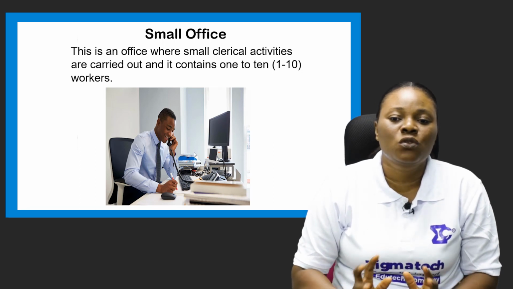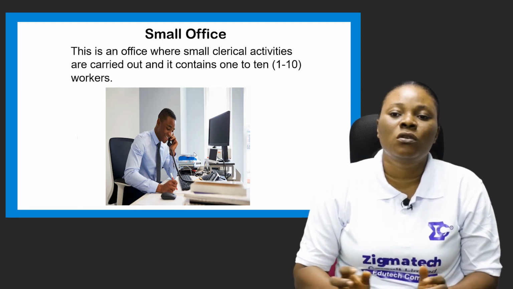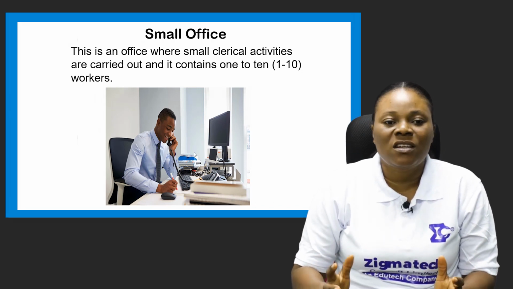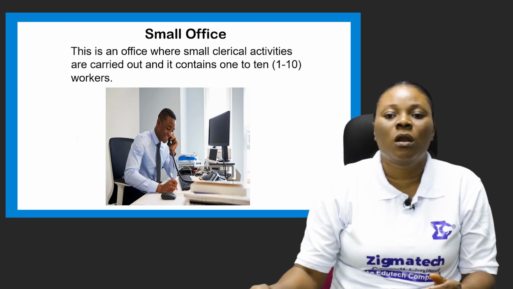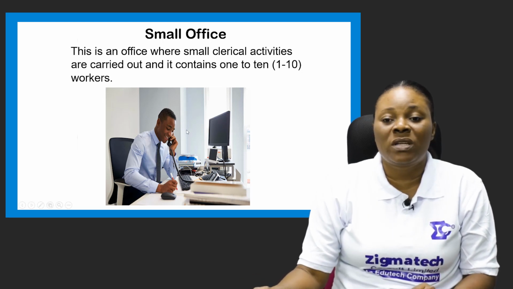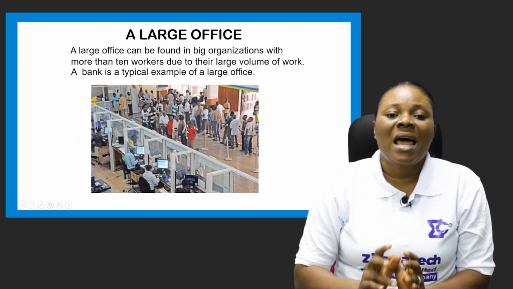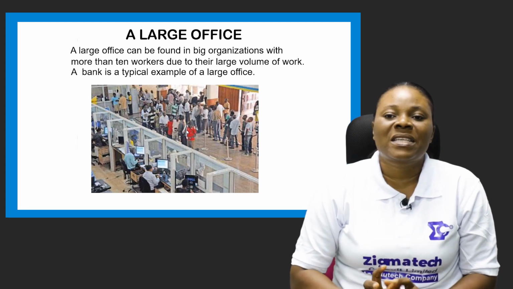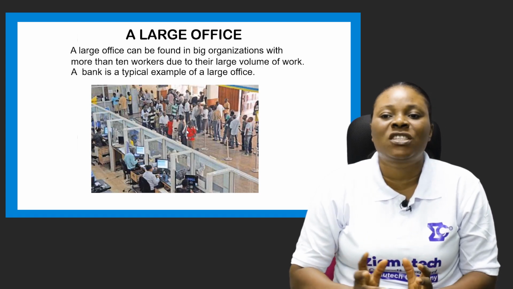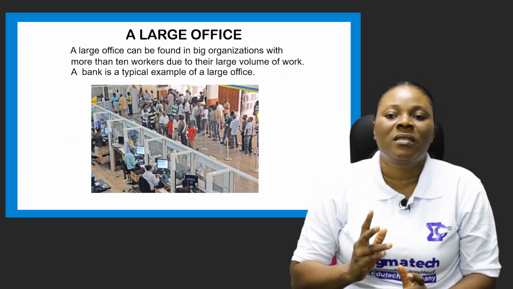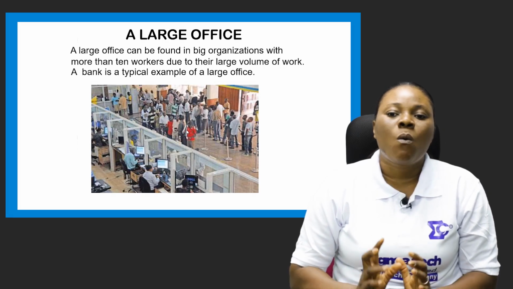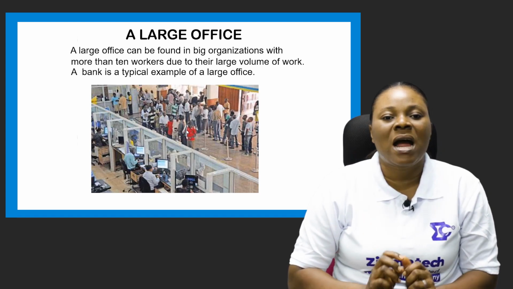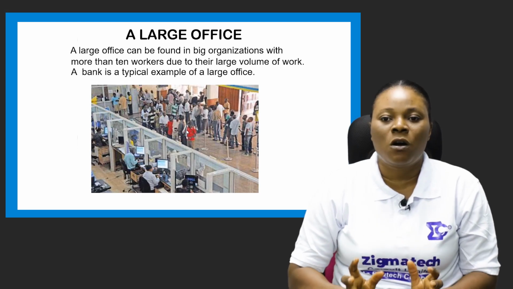And in a small office too, you find little office aids. You don't really see complicated office aids in a small office. So we move to the large office. A large office is more or less the opposite of a small office. This kind of office can be found in big or large organizations with more than 10 workers. And why do they need more than 10 workers? It is due to the large volume of work carried out in such office or offices.